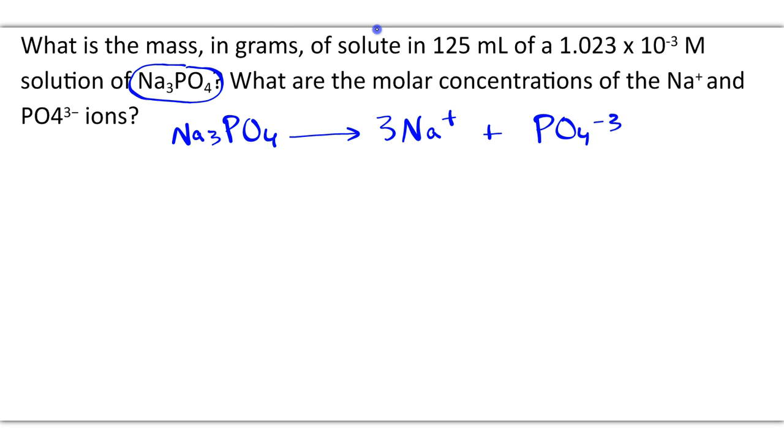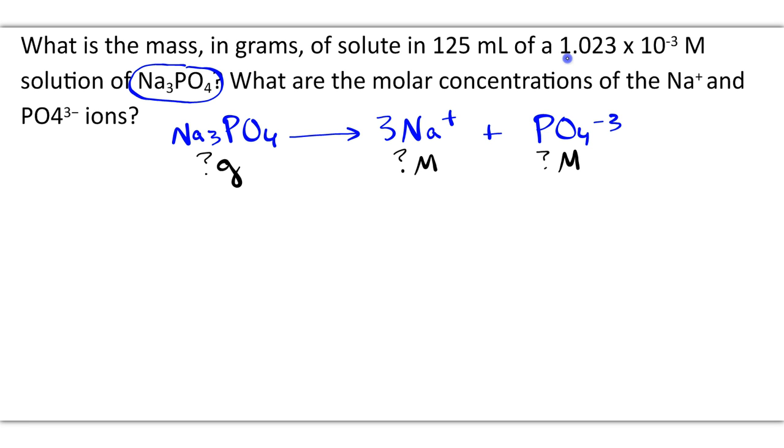Now, we're trying to determine the molar concentrations of sodium ions and phosphate ions, and we are also trying to determine the mass in grams of sodium phosphate. So we have 3 different things that we're trying to determine. We'll start with the molar concentrations of sodium and phosphate.